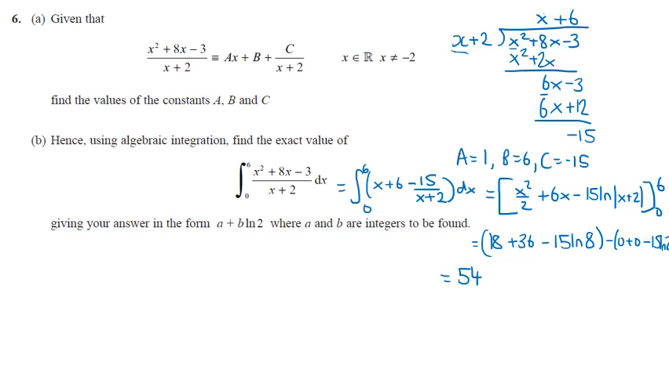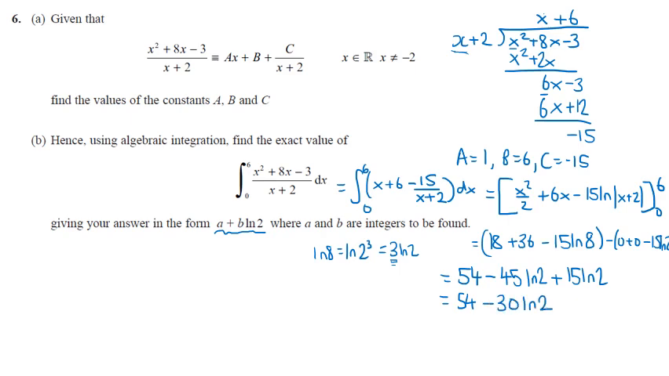Then I've got minus 15 log 8. Now the question asked me to give it in the form a plus b log 2, so I need to change that. So remember, log 8 is log of 2 cubed, and we can bring the 3 down to the front, so 3 log 2. So instead of minus 15 log 8, I've got minus 45, because of the 3 there, log 2. And then from the other bracket, I've got minus minus, so that's plus 15 log 2. So minus 45 plus 15 is minus 30. So minus 30 log 2.